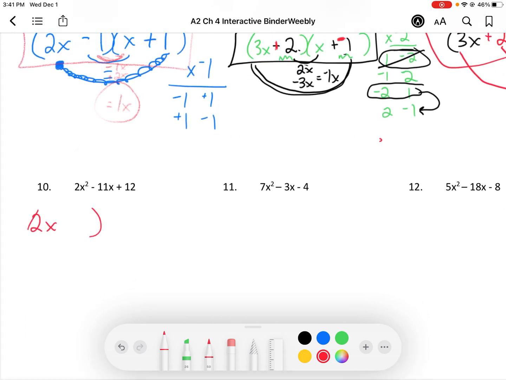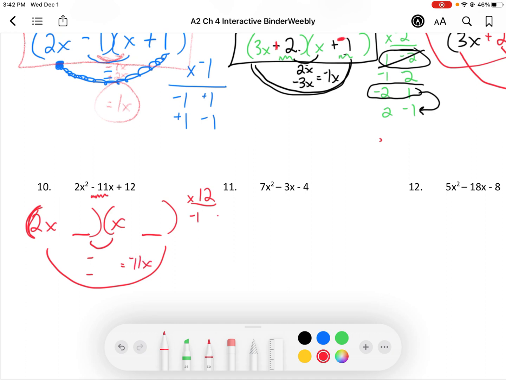Number 10, 2x times x gives you 2x squared. That's a bad looking parentheses. And then I'm trying to multiply to 12 with these 2 numbers that I just underlined. Now notice, when I do my smiley face check, I need to get a -11x. Because I'm multiplying to a +12, either both numbers are positive or both numbers are negative, but I need to use negatives here to get a negative 11x.